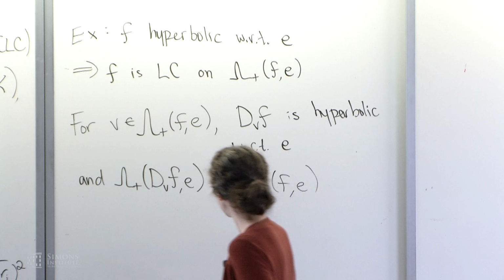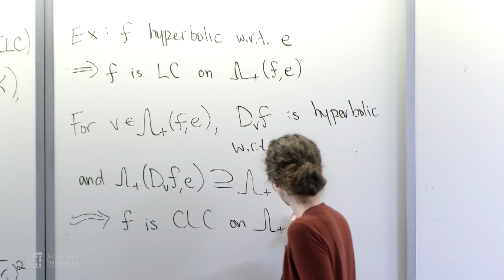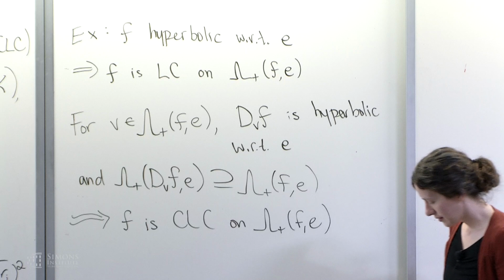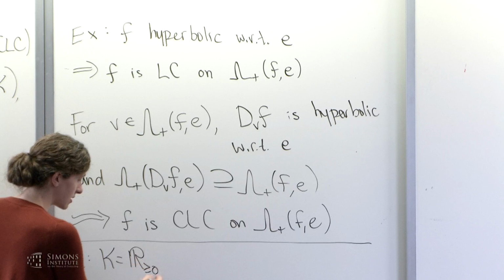And so if you keep taking directional derivatives, then we'll find that f is completely log concave on its hyperbolicity cone. In particular, in the special case where our cone is the non-negative orthant, this really corresponds to stability.